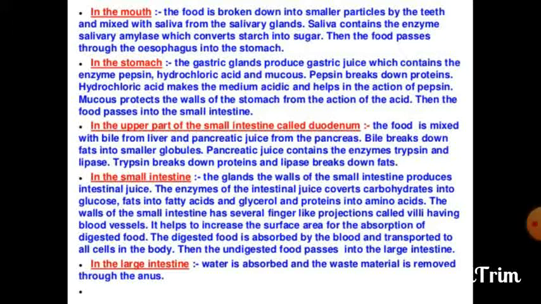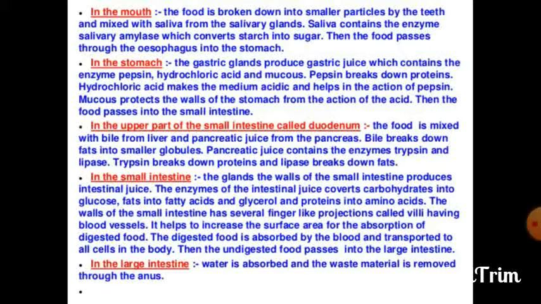Liver secretes the bile juice. Bile juice does not contain any enzymes, but it contains the bile pigments, bilirubin, biliverdin, and the bile salts. This bile helps in the emulsification of fat. What is the meaning of emulsification of fat? The large fat globules are converted into smaller microscopic globules so that the lipase can act on them in an efficient manner. Pancreatic juice contains the enzymes trypsin and lipase. Trypsin breaks down the proteins and the lipase breaks down the fats.